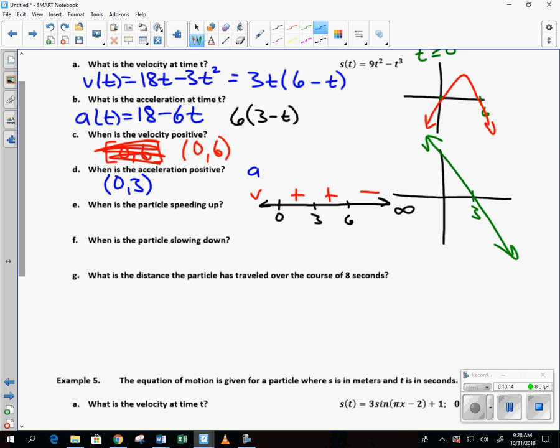Now I'm going to look at the acceleration. Is the acceleration positive or negative from 0 to 3? Positive. Is the acceleration positive or negative from 3 to 6? How about from 6 to infinity? So when is the particle speeding up? That would be when the signs are the same. When are they the same? When is the particle slowing down?